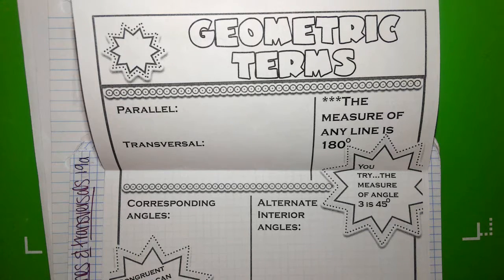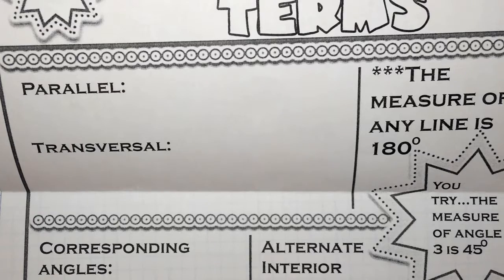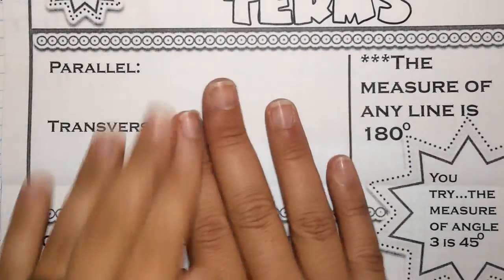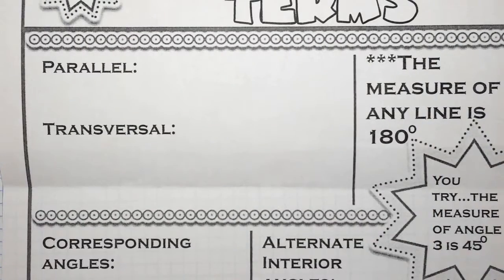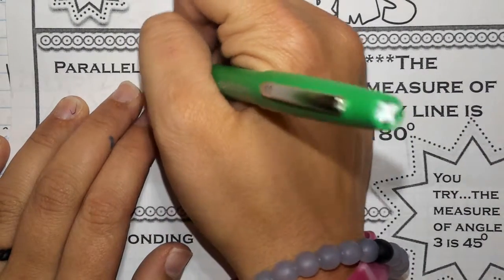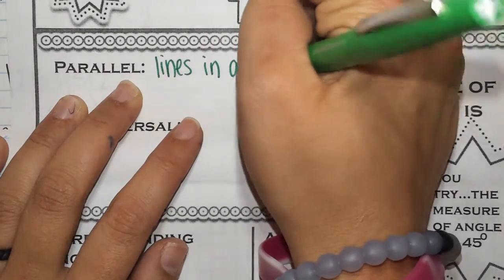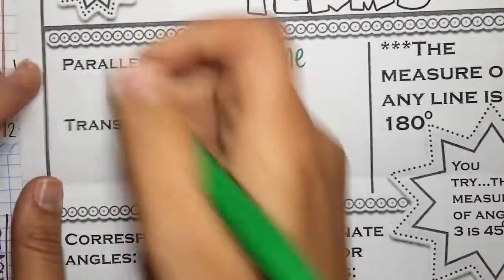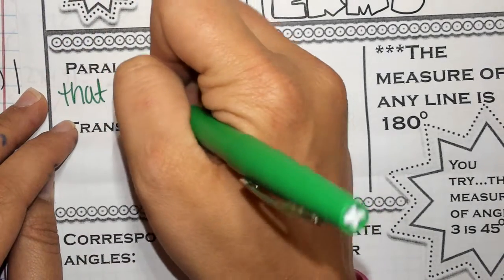So remember, our learning target today says I can identify angles in parallel lines that have a transversal. So the first thing we're going to do is define parallel lines. They are lines in a plane that do not intersect.